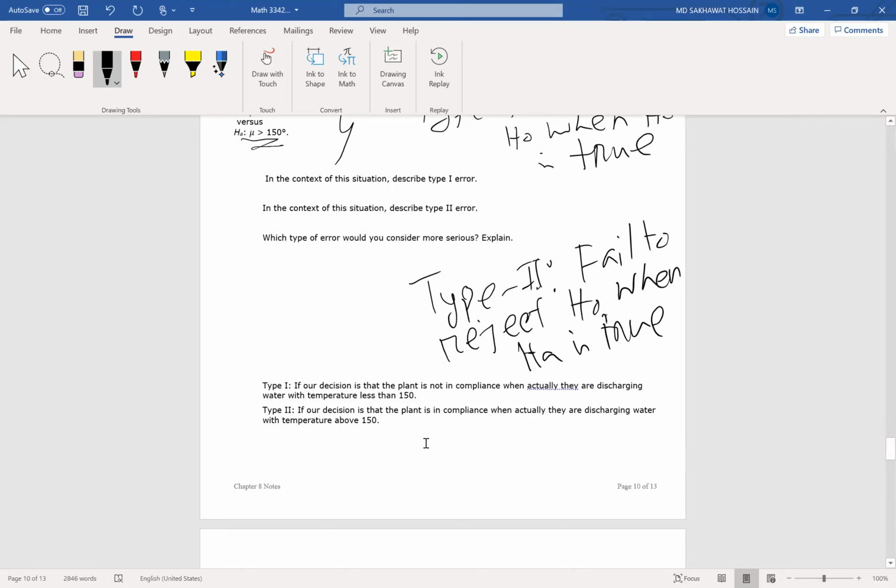So now which error is more serious in this case? Because actually we are concerned about the environment. We are concerned about the ecosystem of the river. So that's our main concern. So which error is more serious in this case? Type 1 or type 2? Which one is more serious?